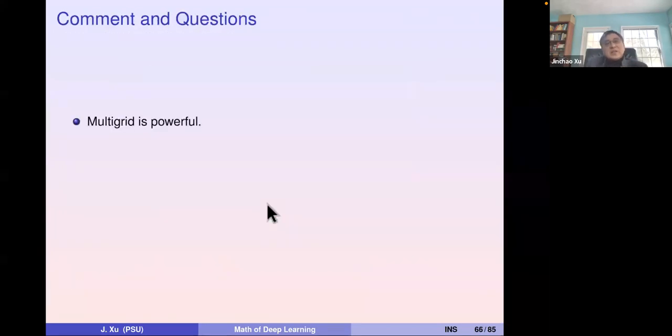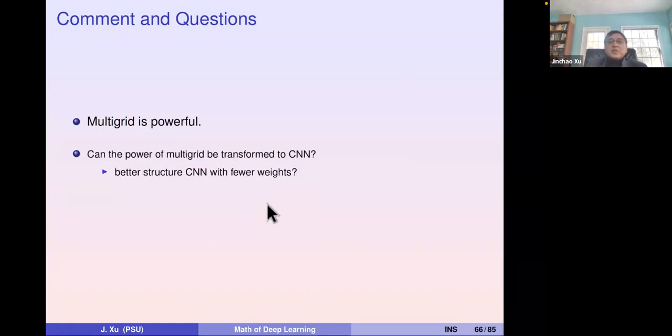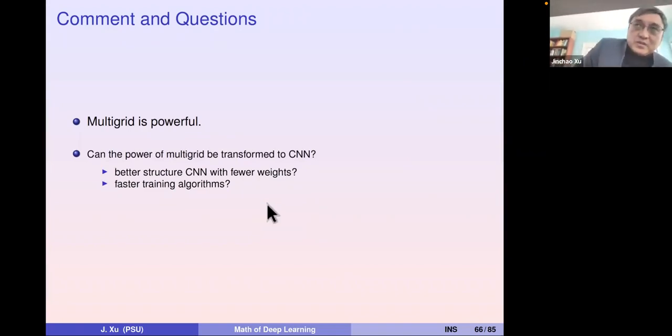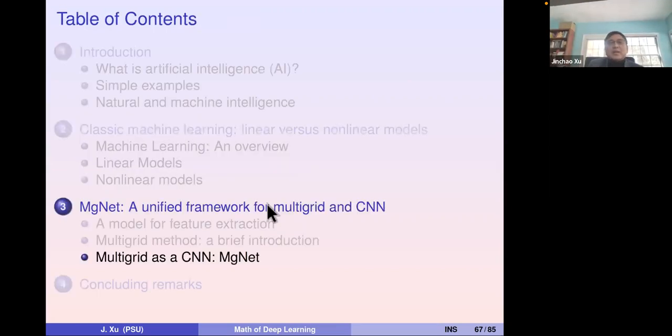Now I'm just trying to say that multigrid for solving partial differential equations, like a model of linear elasticity, is very powerful. And now the question: can the power of multigrid be transferred to convolutional neural networks? I think a convolutional neural network, if you have played with it and done the pooling, is some kind of multigrid method. And I'm going to try to do that right now.